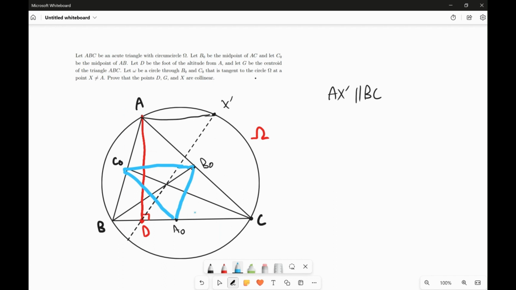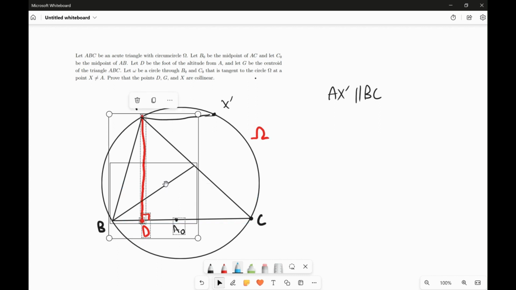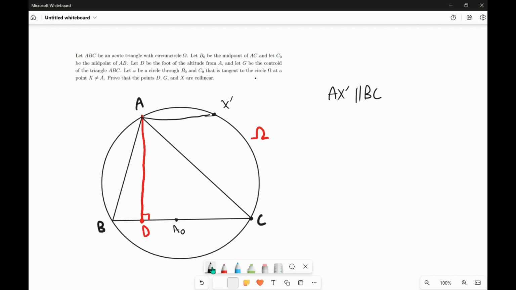So that means that we can entirely get rid of the centroid from the problem and just rephrase everything in terms of just D and X0, and we don't even need to worry about the centroid. So let DX prime intersect the circumcircle at X, and we let C0 and B0 be the midpoints. And now we'd like to show that C0, B0, X is tangent to the circumcircle.